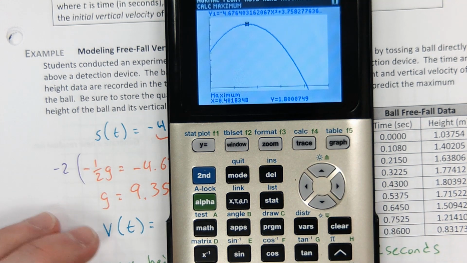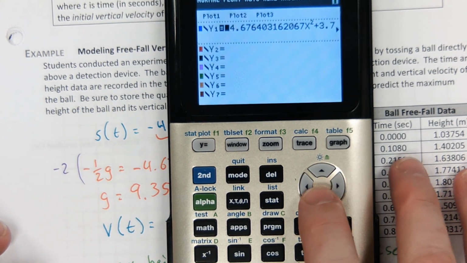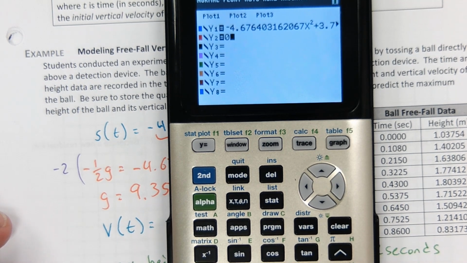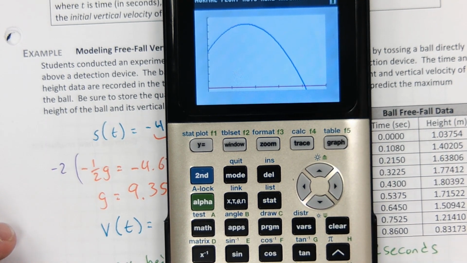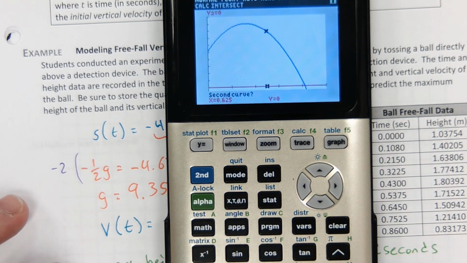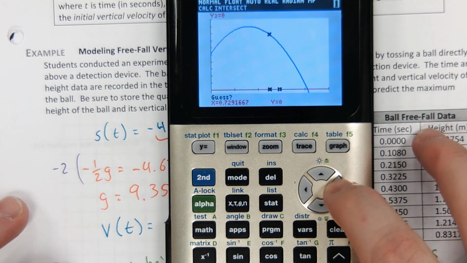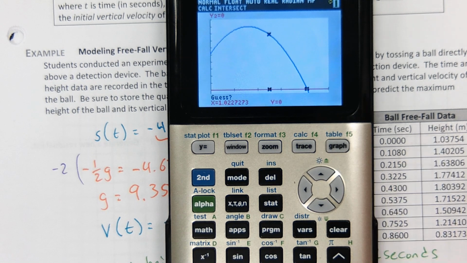So what do? You could do second trace 0, go left, go right, and guess. But I'm a big fan of going to y equals and just hitting y2 as 0. And then doing second trace intersect. Just because second trace intersect I feel like is really fast. So we do that. Yes, yes, scroll. I just like second trace intersect. I just prefer it. That's a me thing. Guess happens at 1.022 seconds.